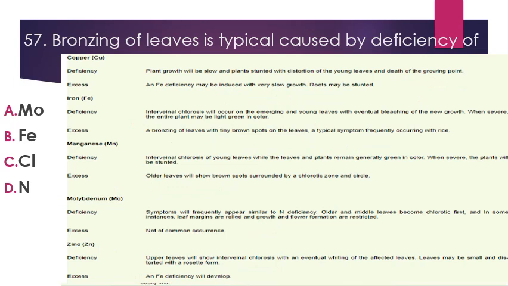Next element is copper. Its deficiency causes slow growth in plants with distortion of young leaves and death of growing points, and its excess interferes with iron absorption, so it may cause deficiency of iron and result in slow growth. Roots may be stunted.